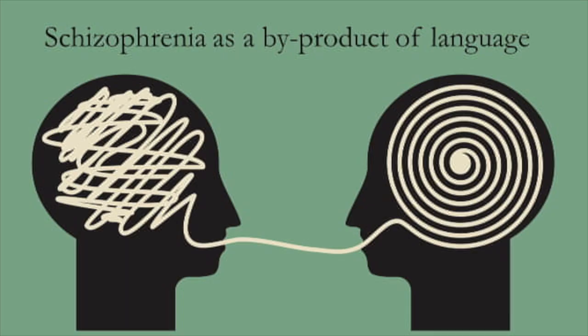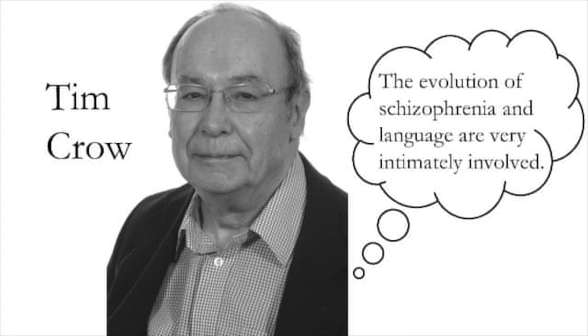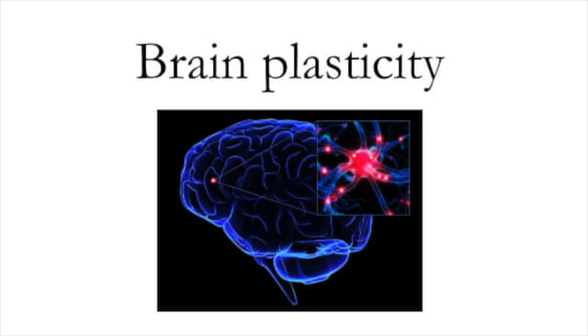The theory that schizophrenia is a disadvantageous byproduct of the evolution of language began with a British psychiatrist named Tim Crow. Now, Tim Crow believed that the evolution of schizophrenia and language are very intimately involved. His idea is that human language emerged through enhanced cerebral flexibility. Cerebral flexibility, also known as brain plasticity, refers to the brain's ability to change. For humans, this type of change is happening constantly at any age.